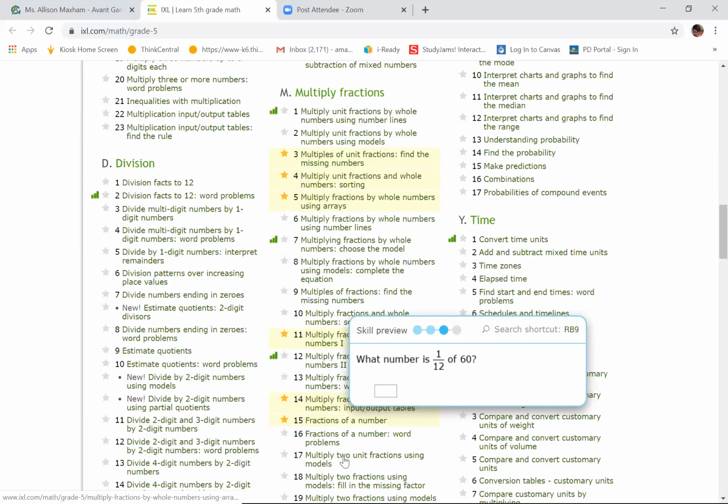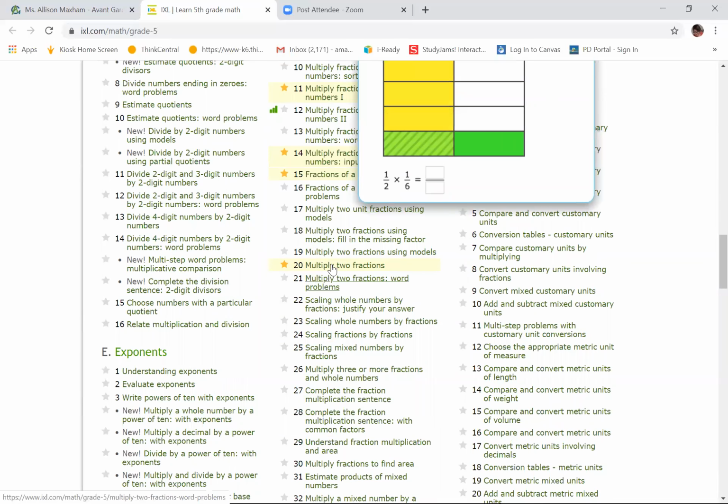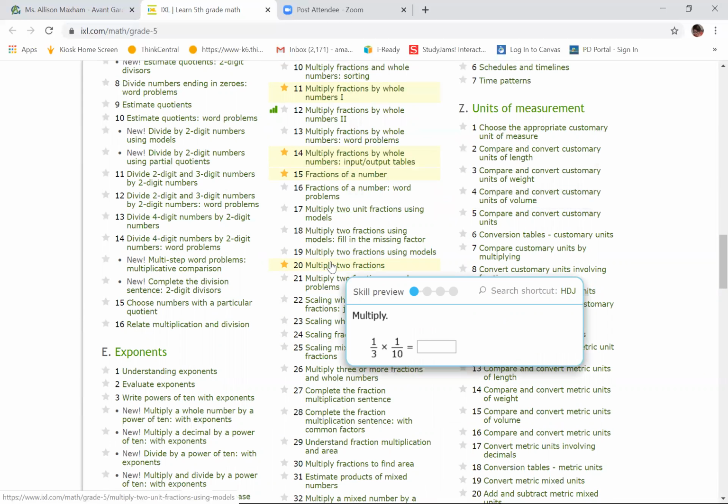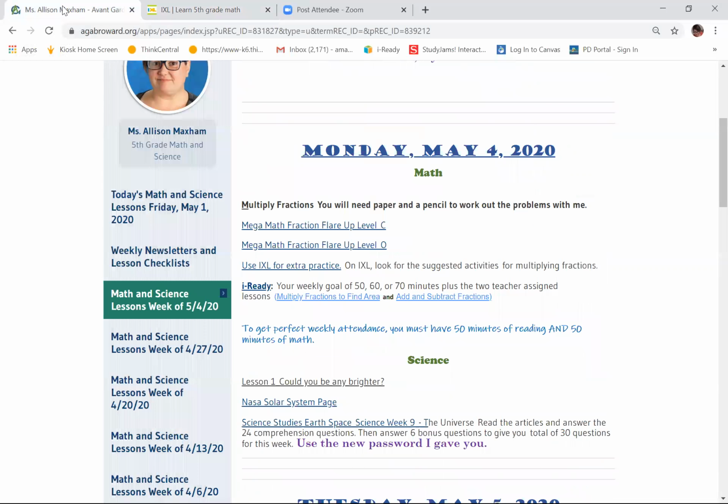Okay, so you're going to do some of these problems. Now, please don't spend all day doing all of these problems. Do some to kind of remind yourself how to do that. Because remember, we did this already in class. And then you're going to do your iReady. Multiply fractions to find area, add and subtract fractions.